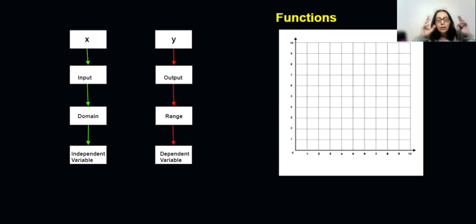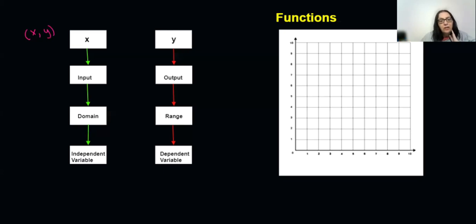So when you're looking at your XY coordinate, let's put it up here, XY coordinate. Remember, your X is always listed first, then your Y. The X also represents your input and the domain and the independent variable. The Y represents your output, the range, and the dependent variable.